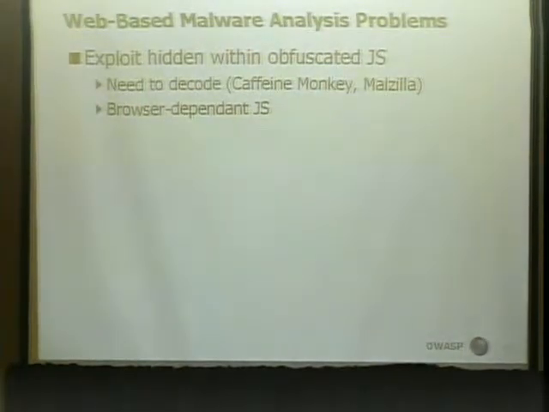Web-based malware has a number of its own problems. The first is many of the exploits that actually infect your machine and tell where the malware is downloaded from are often hidden with obfuscated JavaScript. This isn't always the easiest thing to decode. There are some great tools out there like Caffeine Monkey and Malzilla, which will help you in de-obfuscating the JavaScript so you can see what's going on.